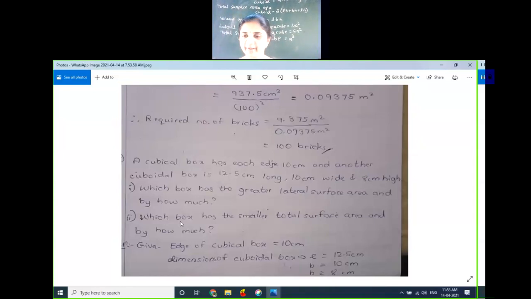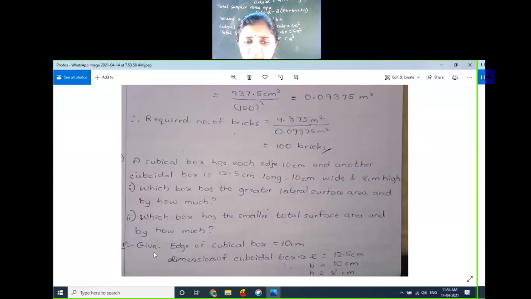Both cube and cuboid concepts are given. The first question is related to lateral surface area. So we first find the lateral surface area of the cube and the cuboid, then compare which one is greater and by how much. In the second question, we find the total surface area of the cube and cuboid, and again find which one is smaller.